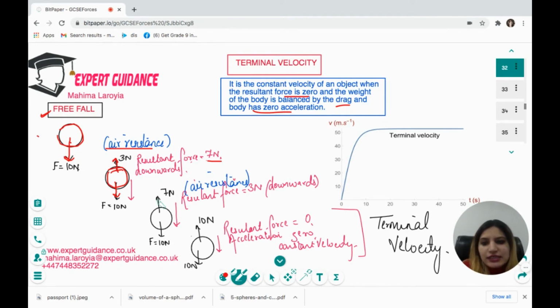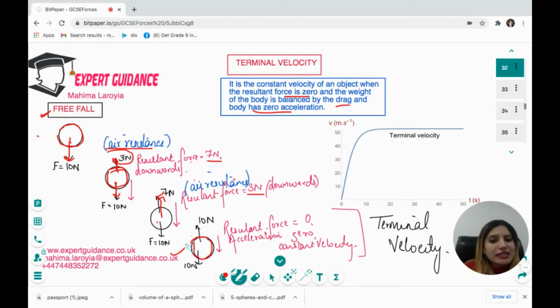After a little distance, the air resistance keeps on increasing and it increases to 7 newtons. The downward force is 10 newtons. Again in this case as well, there is a resultant force acting, which is 10 minus 7, 3 newtons downwards. And since the resultant force is acting on it, the body will accelerate in the direction of the resultant force. So the body will accelerate downwards. But after that, there will come a point where the air resistance is also 10 newtons and that will balance the weight. So the resultant force acting on the body is 0. And when the resultant force is 0, the body has no acceleration. Acceleration is 0.